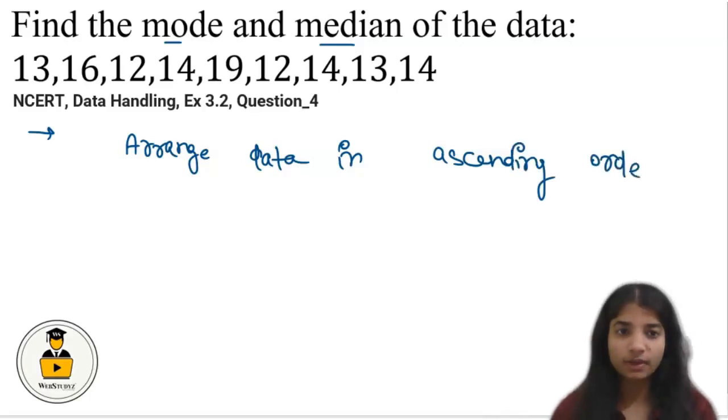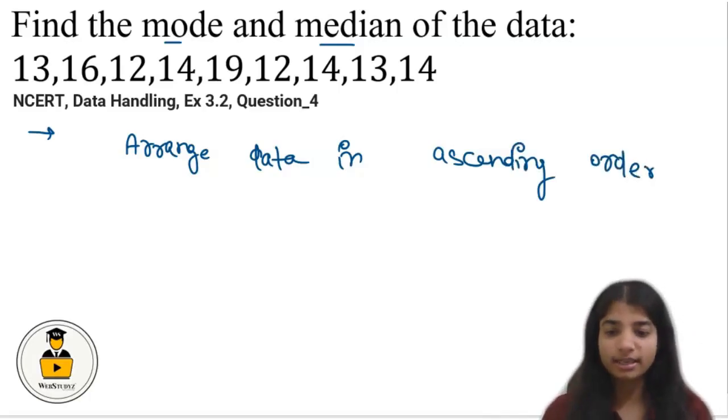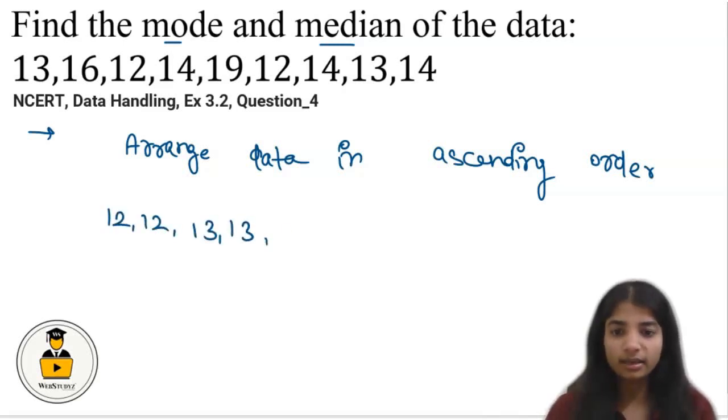Our data in the ascending order is 12, 12, 13, 13, 14, 14, 14, 14, 16 and 19. Now we have to find out the mode and the median.